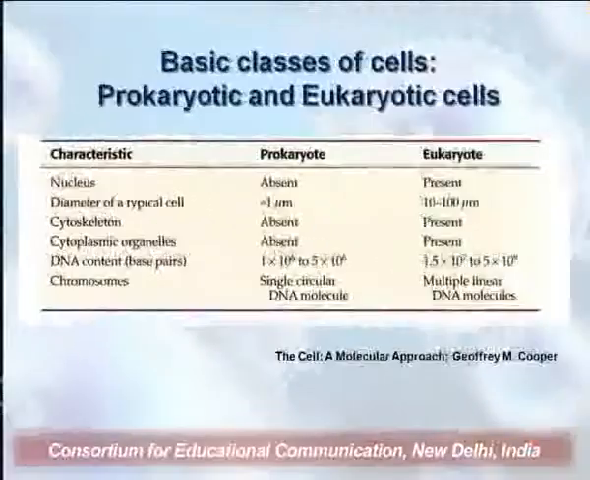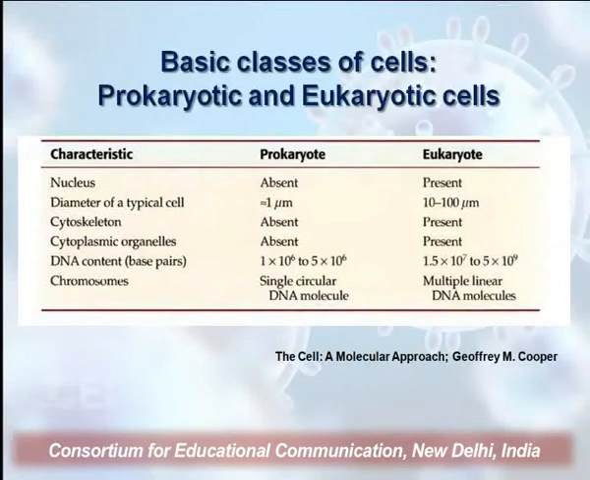Now, the prokaryotic and the eukaryotic cell differ from one another based on a number of characteristics. Let's take some of the characteristics which are represented in the tabular representation. In the prokaryote, there is an absence of a nucleus, while in the eukaryotes there is a presence of a nucleus. The typical cell in the prokaryotes is about 1 micrometer, while in the case of the eukaryote it is about 10 to 100 micrometer.